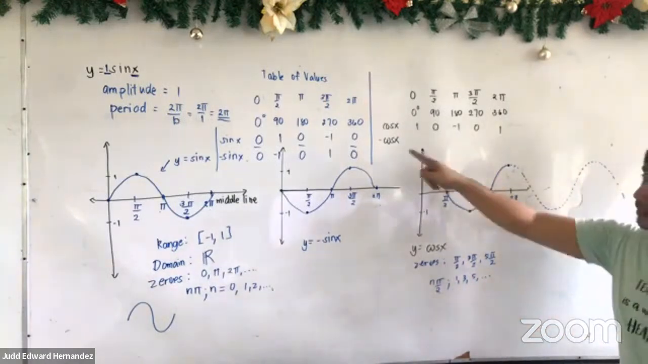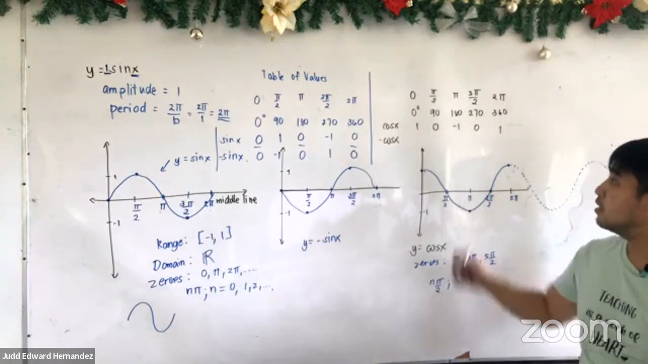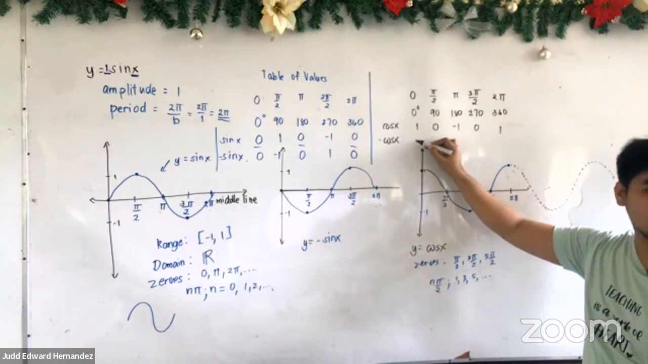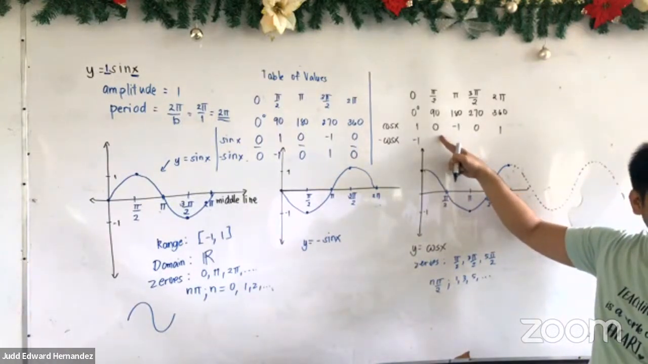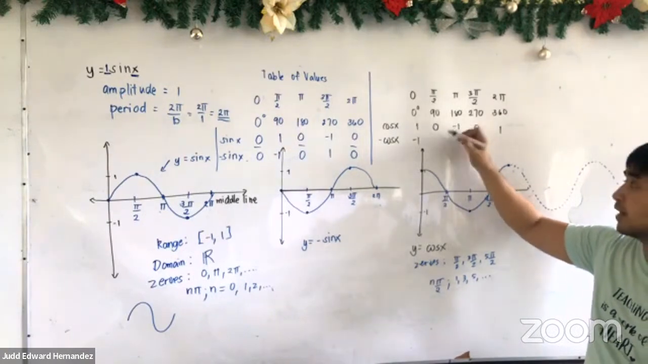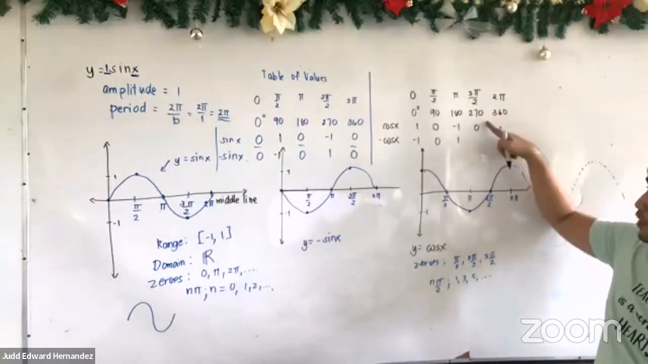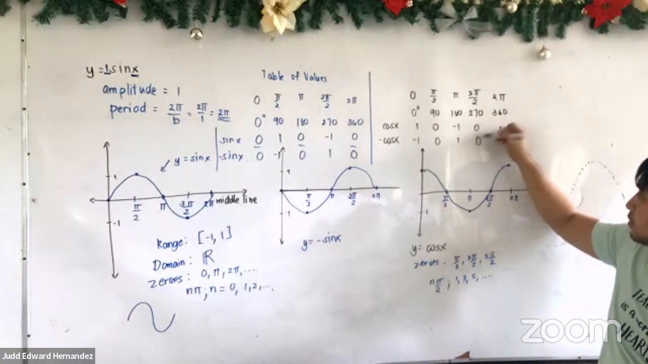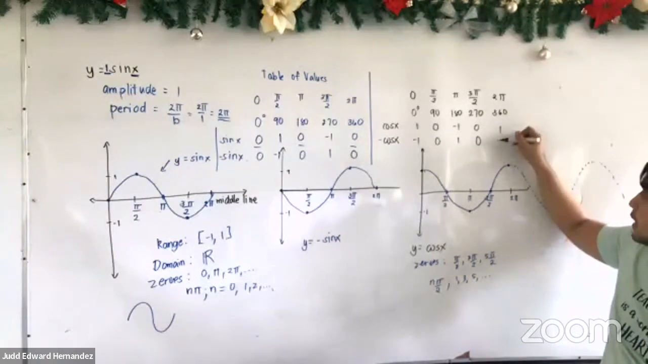Okay. So punta na tayo dito kay negative cosine. Isa-isahin natin. For negative cosine, what is the value for 0? Negative 1. We have the same value for 90. 0 po. Value for 180. Positive 1. We have the same value for 270. 0 po. For 360. Negative 1 po.